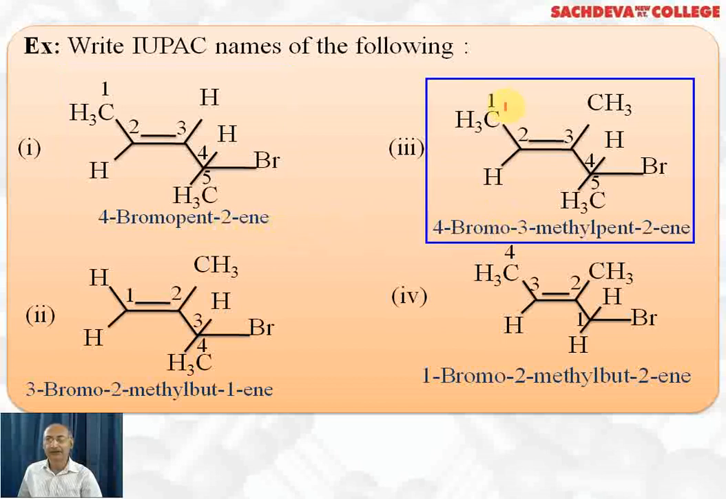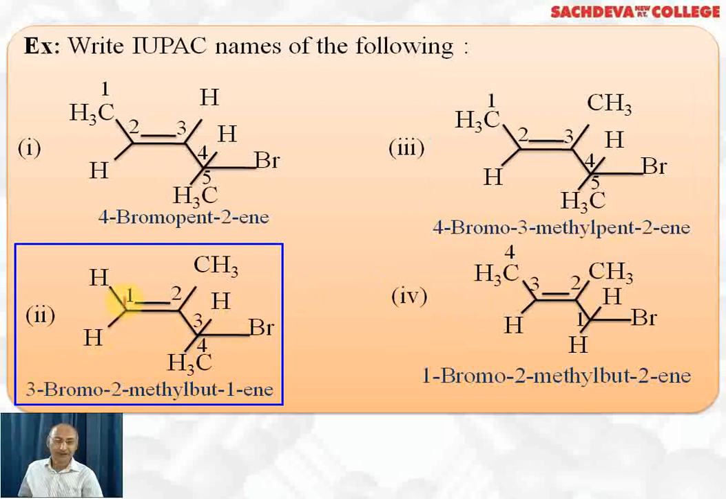4-bromopent-2-ene. Here also counting is started from here: 2, 3, 4, 5. Bromo is attached to the fourth carbon atom, so we have written 4-bromo. With the third carbon atom, a methyl group is attached, so we have to write 3-methyl. Pent-2-ene: pent means total 5 carbon atoms, the double bond is after the second carbon, and ene means double bond.